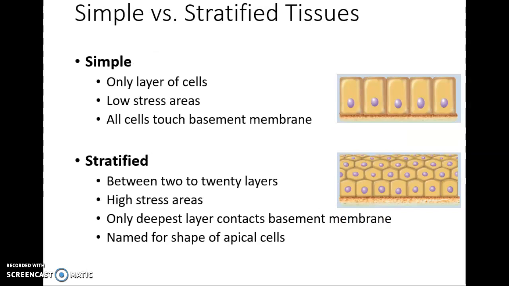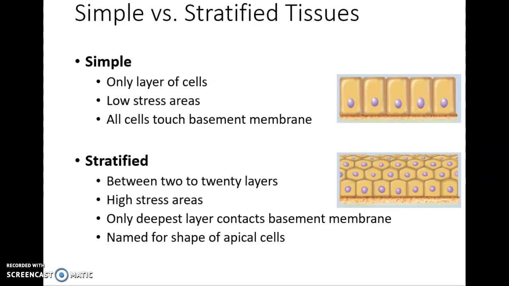Simple versus stratified tissues. So simple is only one layer of cells. They are low stress areas, and all cells touch the basement membrane. You can see here is our basement membrane, and then the cells. So stratified, they can have between 2 and 20 layers. They are high stress areas, and only the deepest layer contacts the basement membrane.